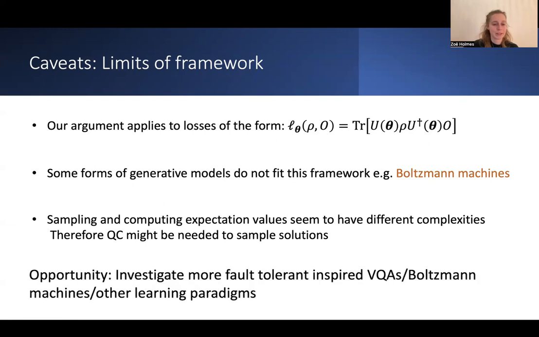Okay, so opportunities here: investigate more, again, fault-tolerant inspired variational algorithms, perhaps investigate Boltzmann machines. One thing that's nice about Boltzmann machines is that you can train them cleverly, but then ultimately, to get the samples out at the end, you have to prepare these hard thermal states. And that's where you can potentially draw on your fault-tolerant algorithms for preparing thermal states. And we should also maybe investigate other learning paradigms that don't fall into this framework.